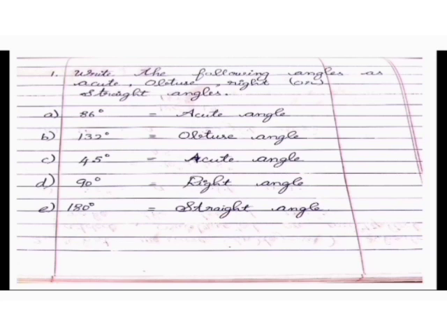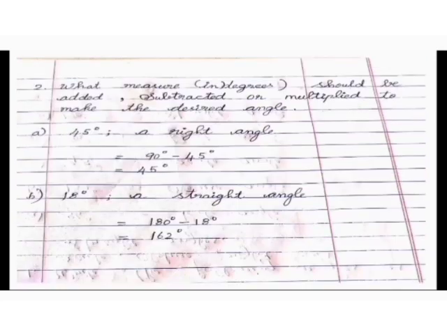Okay children, look at the sum. Next one. What measures in degrees should be added, subtracted or multiplied to make the desired angle? First sum: 45 degree, a right angle. Consider this 45 degree, the sum is given. So do the subtraction within this right angle. Right angle is how much, children? 90 degree. 90 degree minus 45 degree. Do the subtraction.